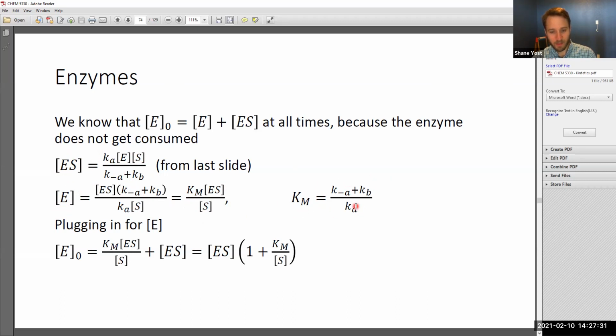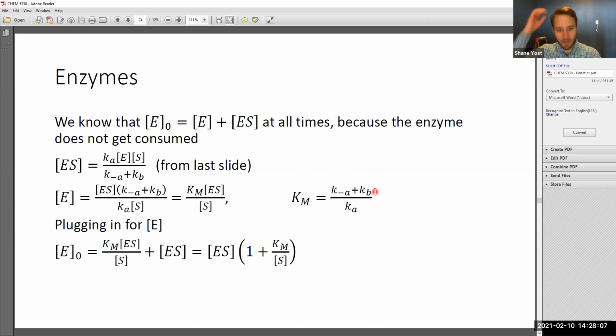It's not quite an equilibrium constant. The equilibrium constant for the binding of the substrate with the enzyme is related to Ka over K minus A. But what this tells you is that the denominator here is a rate constant related to how fast and how strongly the substrate binds to the enzyme. And the numerator is the rate at which that substrate leaves, either as the substrate or as the product.